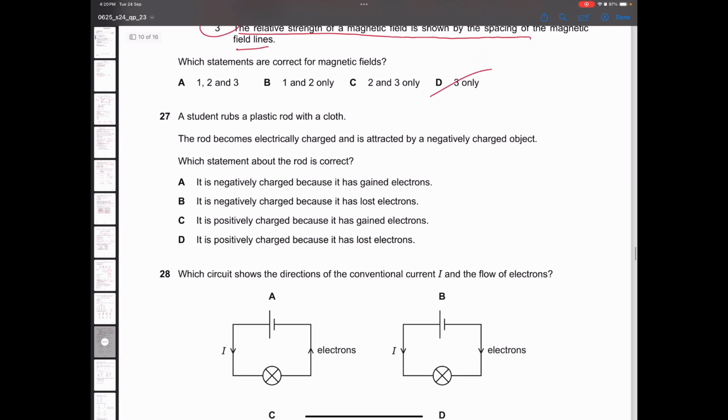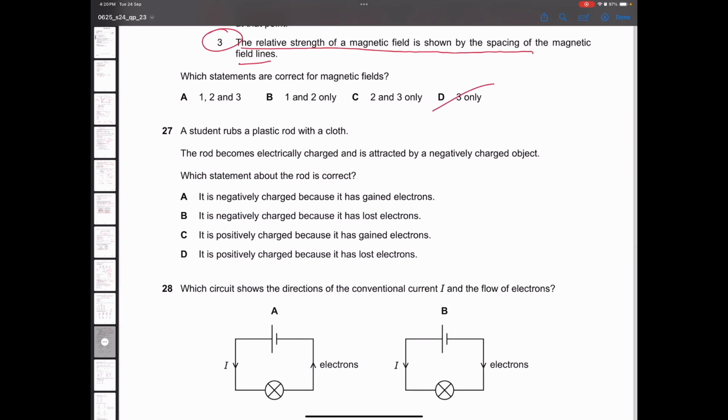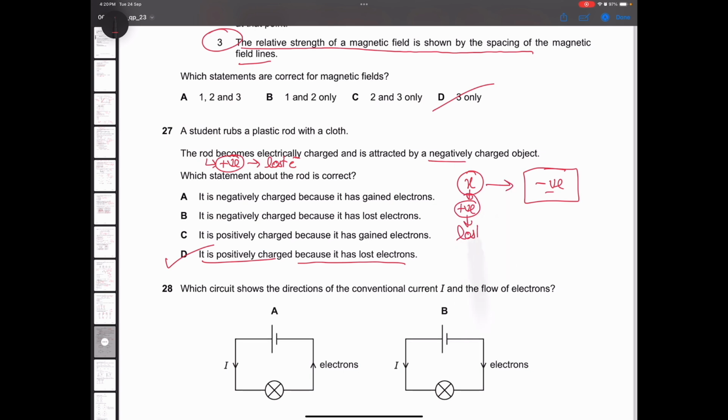Question 27. A student rubs a plastic cloth with a rod, alright. The rod becomes electrically charged and the rod is attracted by a negatively charged object. Just think about it. If the rod is attracted by negative charge, it means the rod must have become positive. And if it became positive, it must have lost electrons. So it is positively charged because it lost electrons. If X is getting attracted to something which is negative in nature, it means X is positive. Why is it positive? Because it lost electrons. Option D is the correct one.